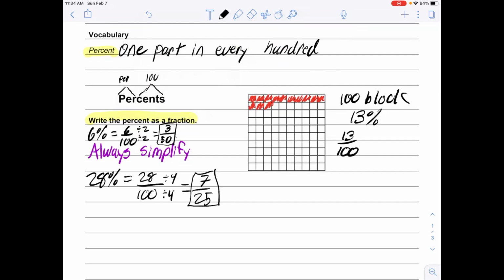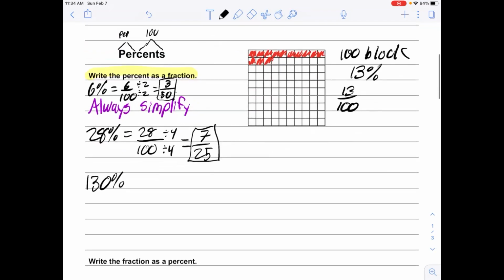What about if I gave you 130%? See if you can figure out how to write 130% as a fraction, and then pause the video here, do that, and then restart when you're ready to check your work.